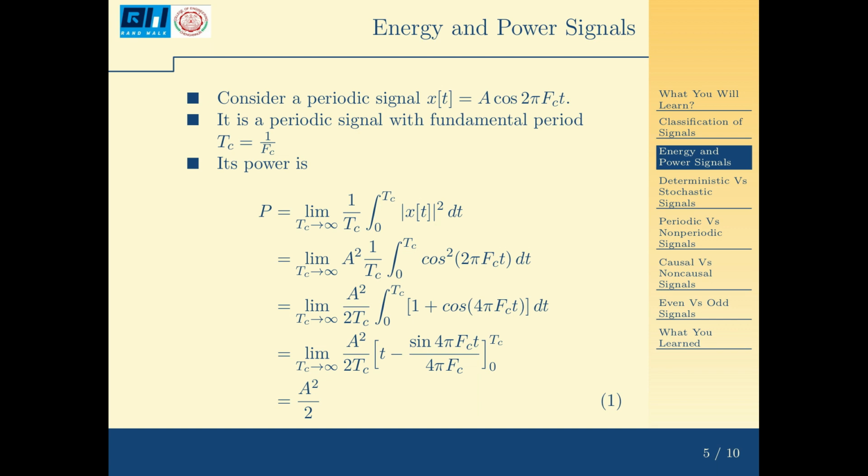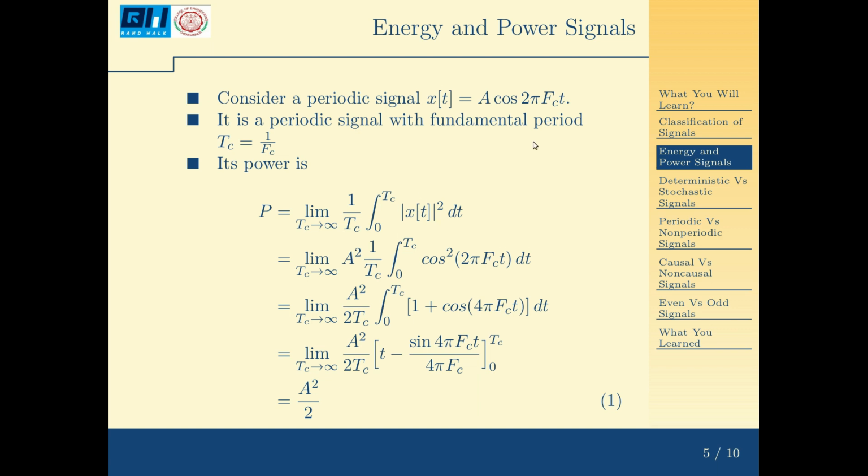Now let us consider a periodic signal x(t) equal to A cos 2 pi fc t. This is a continuous time cosinusoid. It has a period of Tc, that is 1 by fc, and the power in the signal is as follows. Over one period I compute the energy of the signal, that is the integral from 0 to Tc of mod x(t) square dt. Then I average over one period, that is multiply by 1 by Tc. Then I apply the limit Tc tending to infinity.